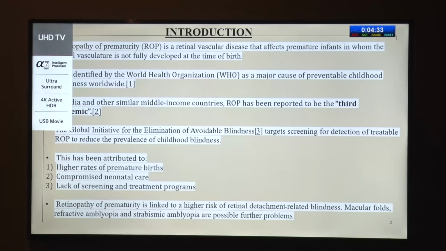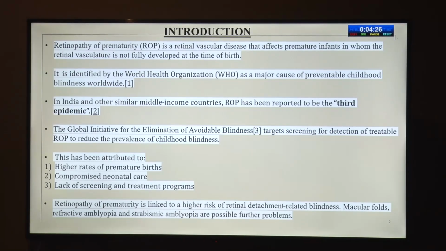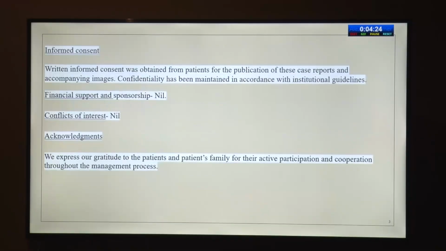The trend of ROP has increased because of an increased rate of premature births, compromised neonatal care, and lack of screening and treatment programs. For this study, informed consent was taken. There is no financial sponsorship and no conflict of interest.